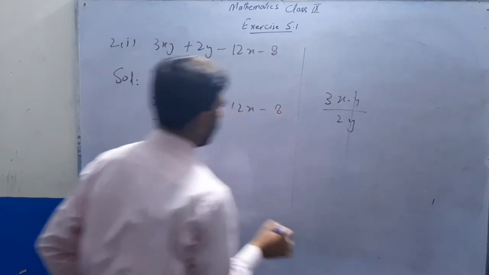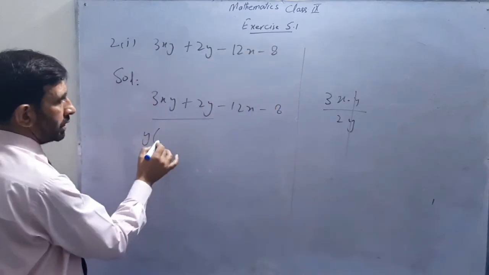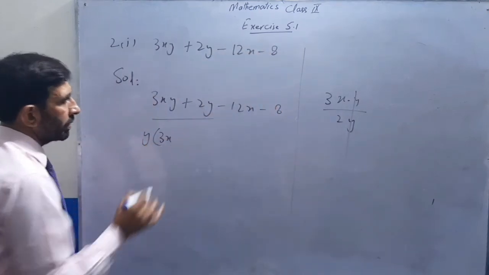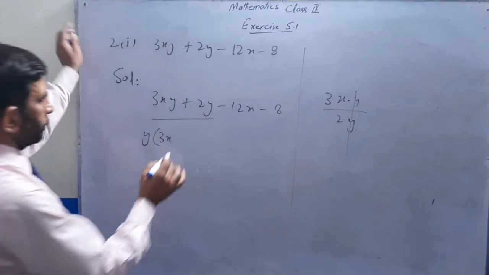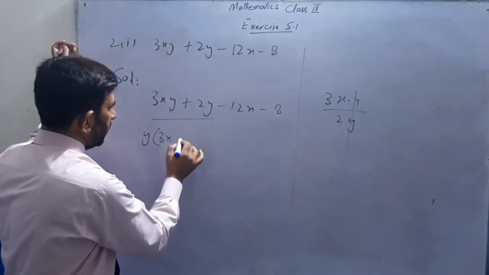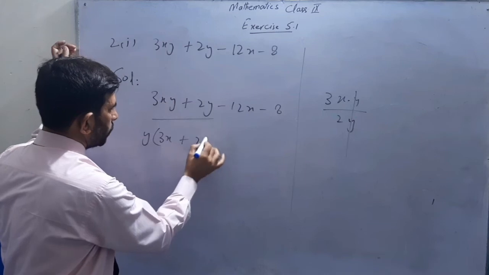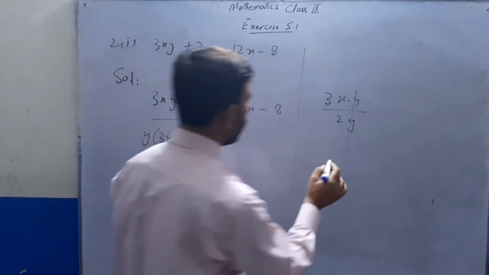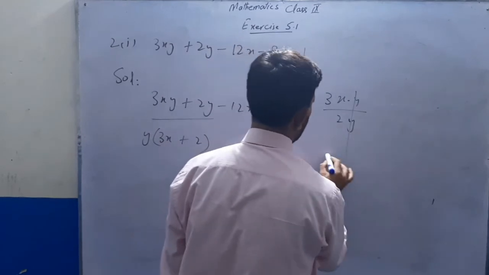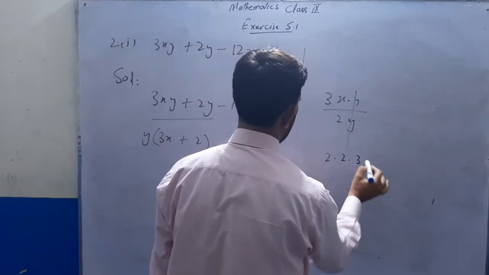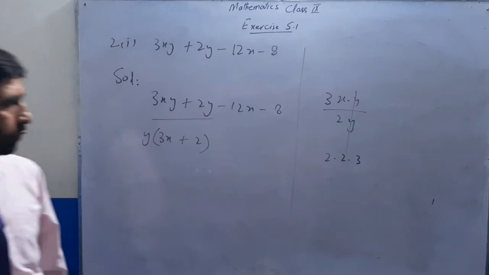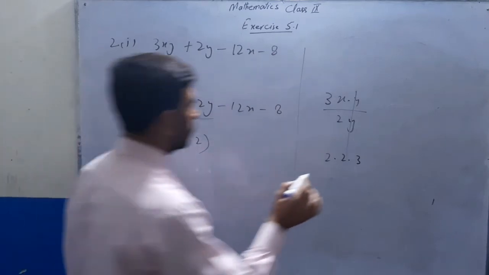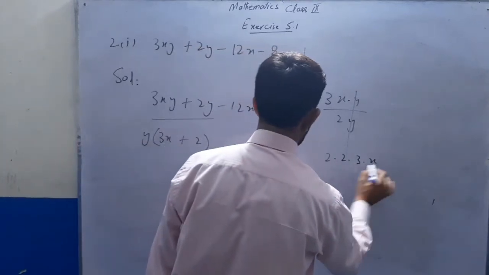So what's common? Y is common over here. What's left above the line? It's 3x, and below the line there is plus 2. Now we have to take common from 12x and 8. Break down 12x. Instead of 12, you can write 2 dot 2 dot 3, and x over here.